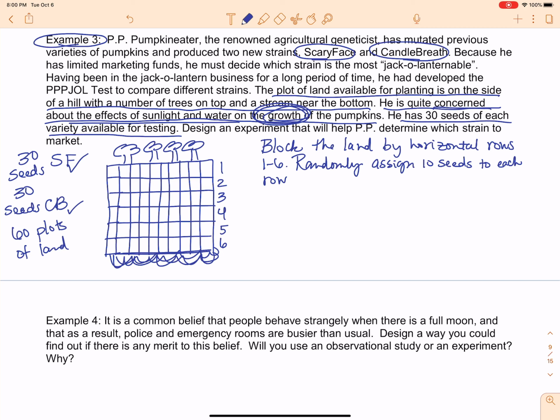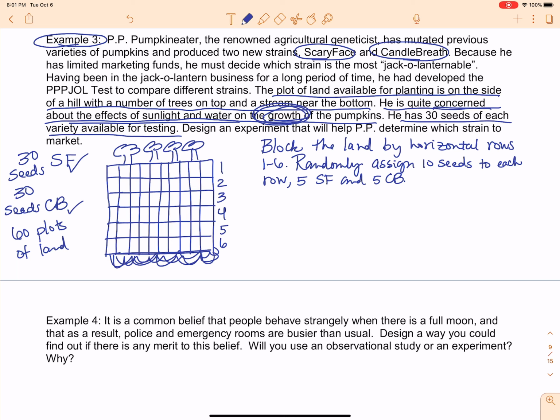All right? And then I'm going to write that 5 scary face and 5 candle breath, because I want both types of seeds to inhabit all of the different kinds of soil. So that means that in each block, I want 5 of each, but I have to randomly assign them. An easy way to do that might be to flip a coin. You could use a die. An even number would represent one, and the odd numbers would represent the other. There's all kinds of ways you could do this.